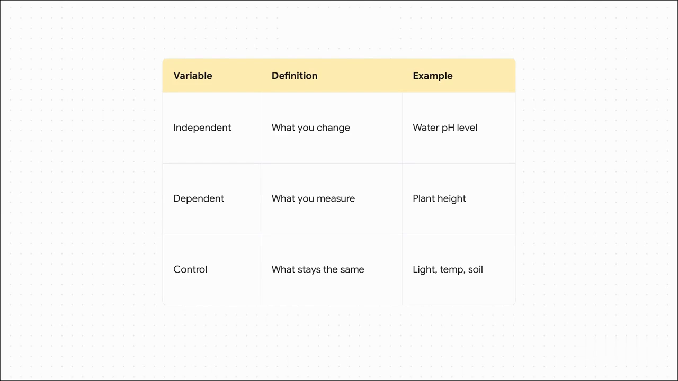First, your independent variable. That's the one thing you're changing on purpose. So in our example, it's the pH of the water. Then there's the dependent variable. That's what you're measuring to see the effect. In this case, the plant's height. And finally, you have your control variables. This is everything else you have to keep exactly the same, like the light, the temperature, the soil, all of it.